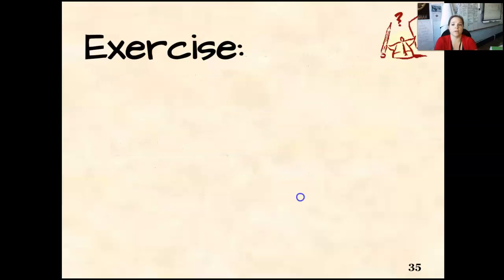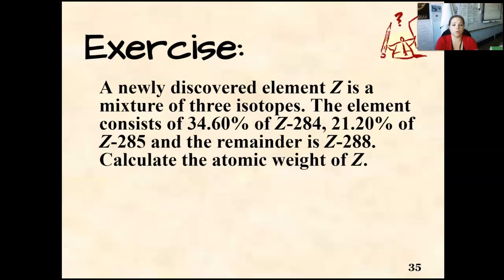All right, so we've got a little bit of an exercise. A newly discovered element, Z, is a mixture of 3 isotopes. The element consists of 34.60% of Z-284, 21.20% of Z-285, and the remainder is Z-288. So calculate the atomic weight.